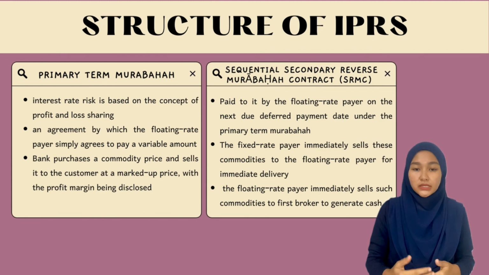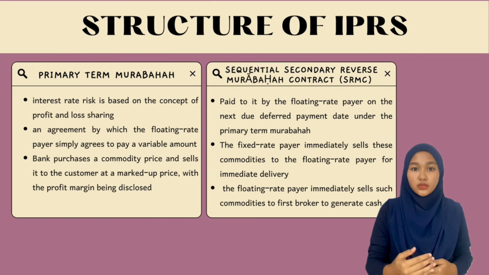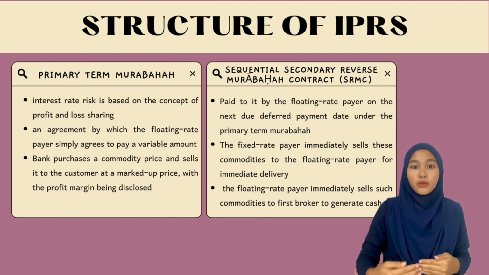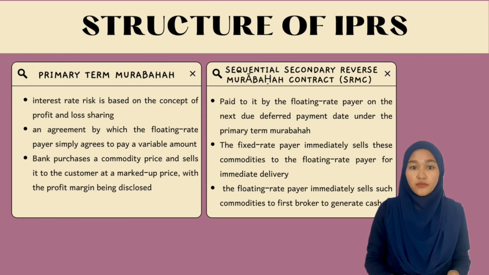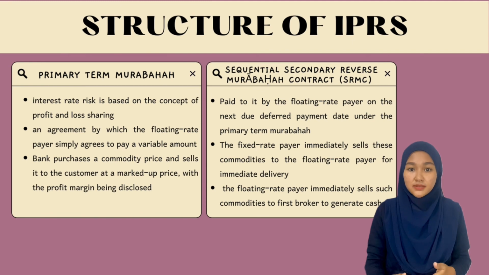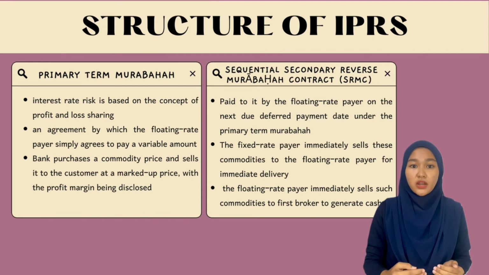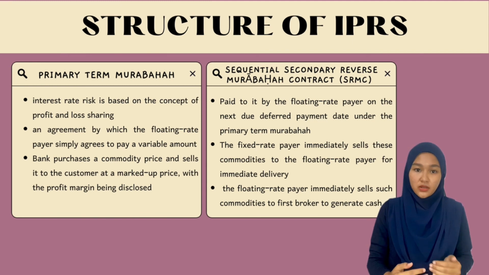In a primary term murabahah transaction, a bank purchases a commodity and sells it to the customer at a markup price, with the profit margin being disclosed to the customer in order to convert the fixed rate to a floating rate. The bank agrees to pay the customer a fixed rate of return on the investment, and in return the customer agrees to pay the bank a floating rate of return that is based on a benchmark interest rate such as the Kuala Lumpur Interbank Offer Rate.